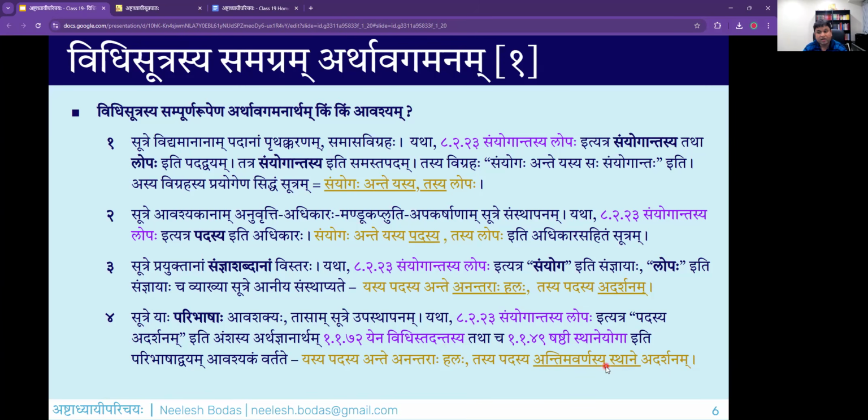How is that Antima Varnasya brought in? We will discuss later. We are going to study these sutras in detail. But for now, understand that Yena Vidhis Tadantasya is going to bring this Antima Varnasya component in your full statement. And similarly, Shashti Sthani Yoga has the word Sthani. It brings that particular word Sthani in your full statement. So two paribhashas, each paribhasha brings in one word.